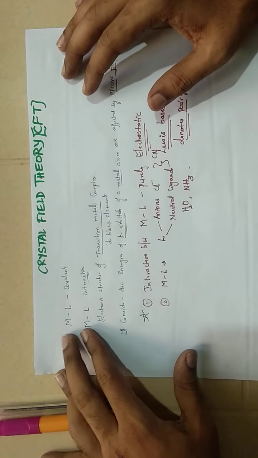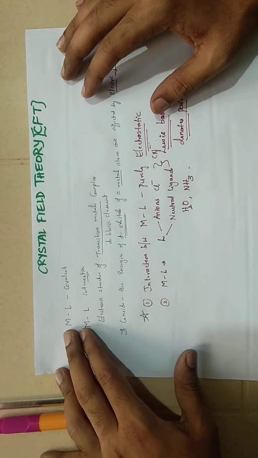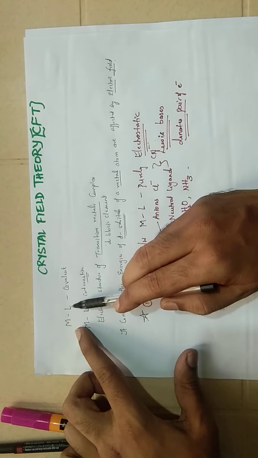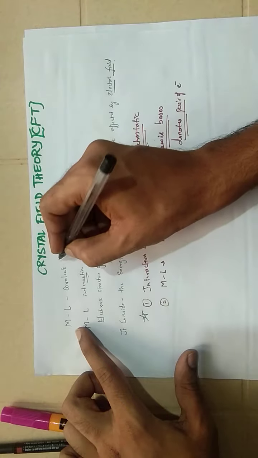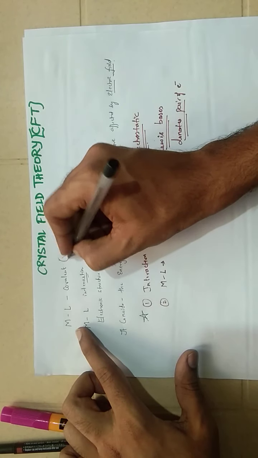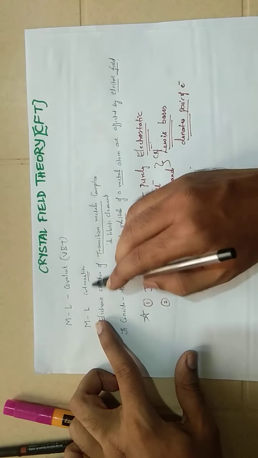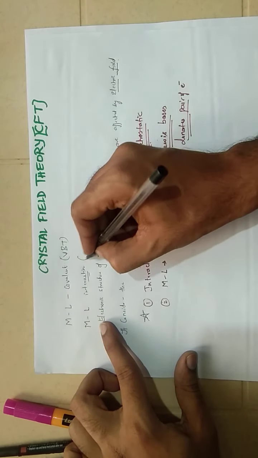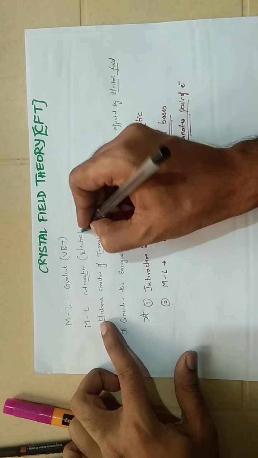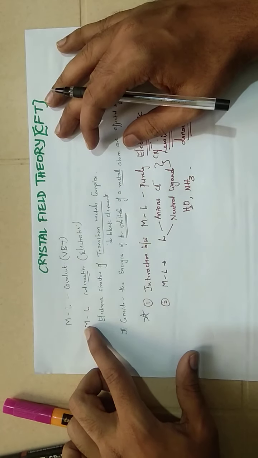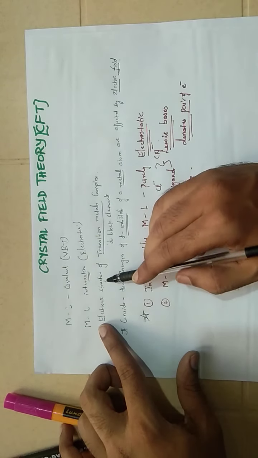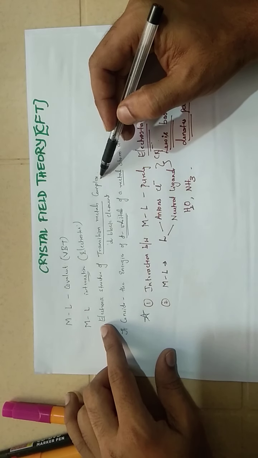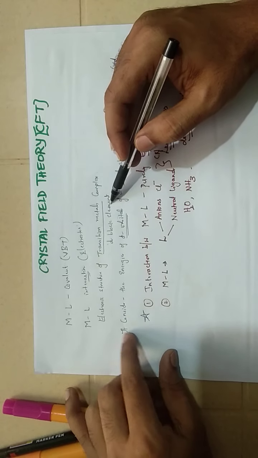A very important concept that you should know is the interaction between the metal and the ligand, right? Whereas in VBT we consider this to be covalent, the interaction in crystal field theory is nothing but electrostatic interaction. Why we should study this theory: it will give you the electronic structure of the transition metal complexes. Mainly transition elements means d block elements, right?